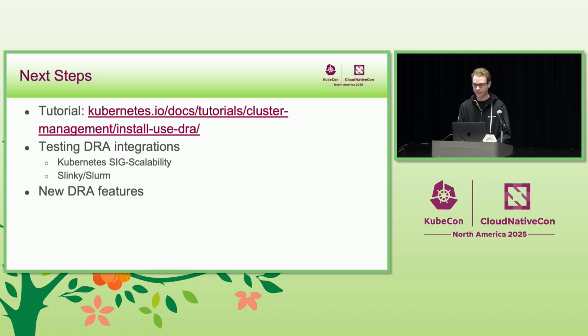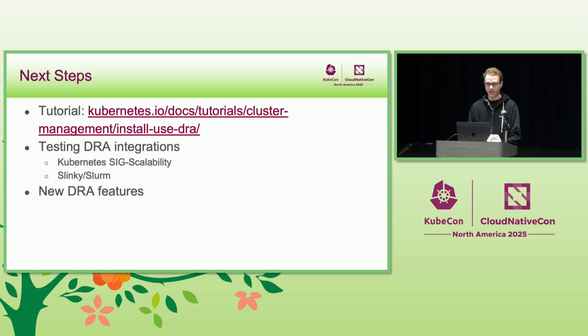For example, SIG Scalability has a set of tests which use the dra-example-driver to assess the scalability of DRA in 5,000 node Kubernetes clusters. And the Slinky project, which brings the Slurm workload management framework to Kubernetes, is also leveraging the dra-example-driver similarly. If you use or maintain a project that integrates with DRA, the example driver is a great tool to use in tests and experiments.